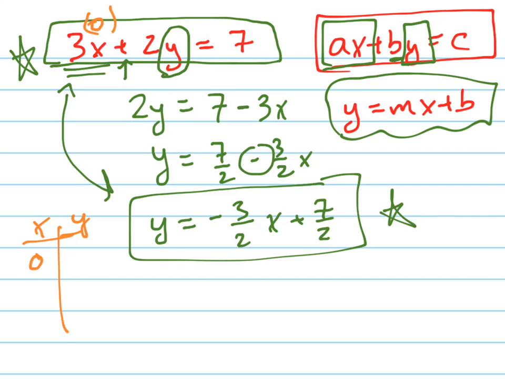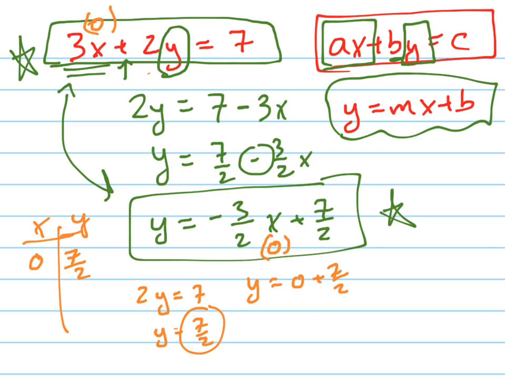3 times 0 is 0, plus 2 times y equals 7. So I'm going to have 2y equals 7. I'll do the work down here. 2y equals 7. And how do I get y now? Divide by 2. Good job. So 7 halves is my point. When I plug 0 in for x in the other equation, what do I get for y? Notice that in that one it would cancel out and you would just get y equals 0 plus 7 halves. Hey, same thing. I get 7 halves. Why? Because they're the same equation.